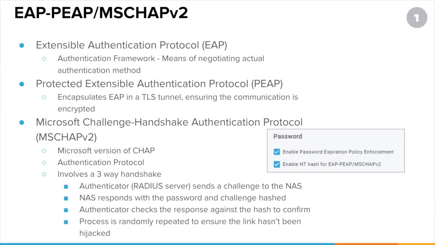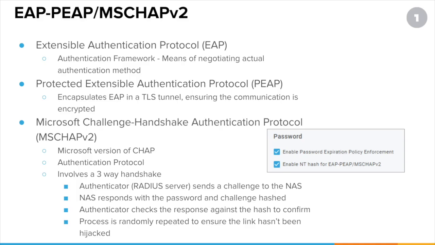The third option is the EAP-PEAP MSCHAP v2. So we still have the extensible authentication protocol, and then we put in here protected extensible authentication protocol, thus PEAP. So instead of the TTLS, we've got PEAP. And we're adding on top of this the Microsoft Challenge handshake piece, basically trying to ensure that the communication hasn't been hijacked along the way.